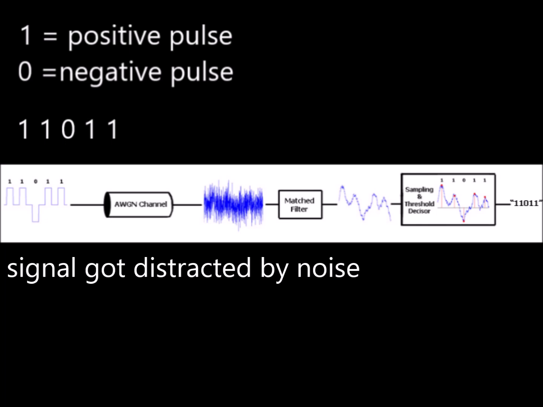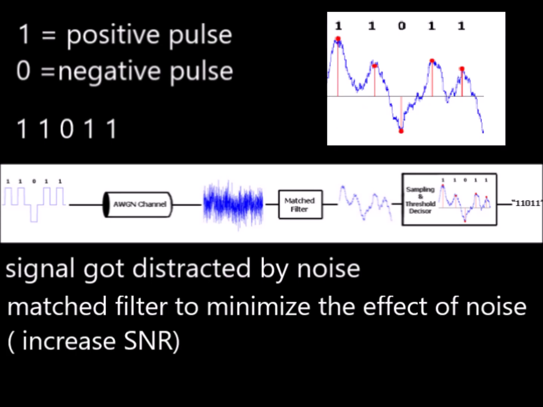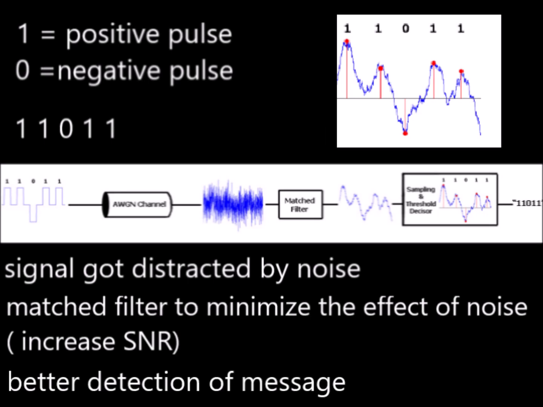At the receiver, it is passed through a matched filter to minimize the effect of noise and for better detection of the pulses, and hence to increase the SNR. At the output of the filter, we can now distinguish the pulses due to the spikes. The filtered signal can now be safely sampled at the correct sampling instance, resulting in a correct interpretation of the binary message.